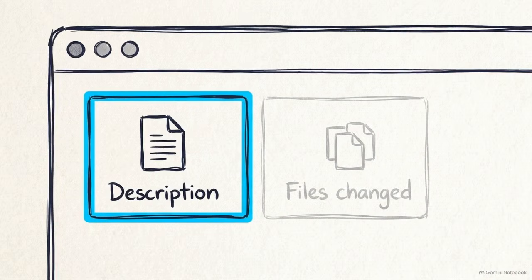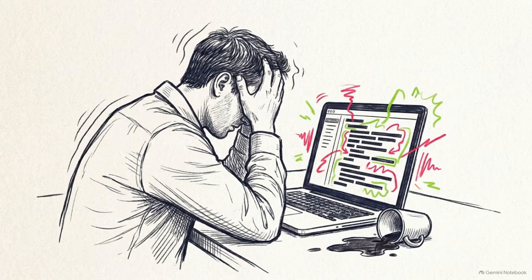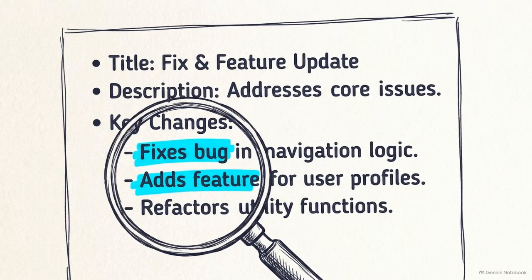Step 1 happens before you review a single line of code. You open the pull request and you read the description. Jumping straight to the file changes is a common trap, especially when you are busy. The author usually outlines what the changes actually do right in that summary, saving you from guessing their intent.